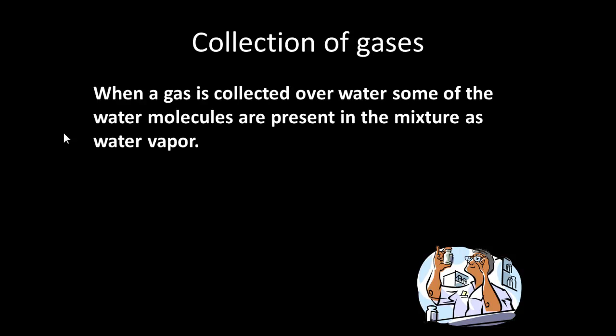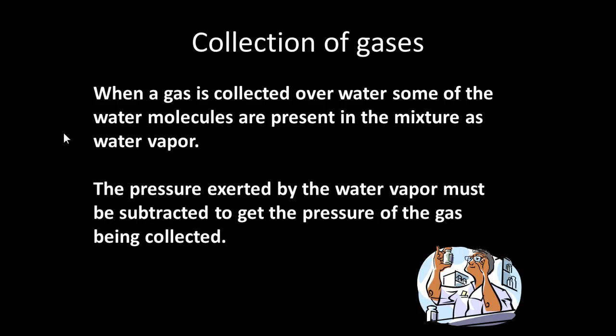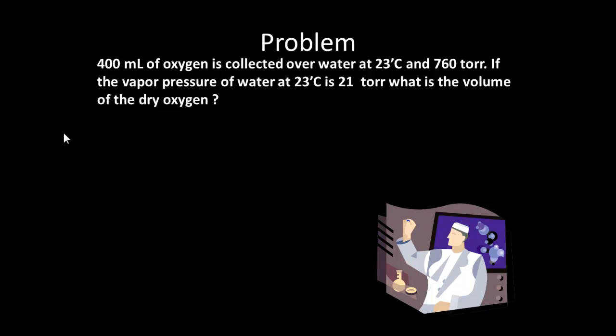Now, when you're collecting gases, this is where you can apply Dalton's law for partial pressures, because if you collect a gas over water, then there are some water molecules present in the mixture as water vapour. So you have in fact got two gases there, the gas you're collecting and some water vapour. And the pressure exerted by the water vapour has to be subtracted to get the pressure of the actual gas being collected.